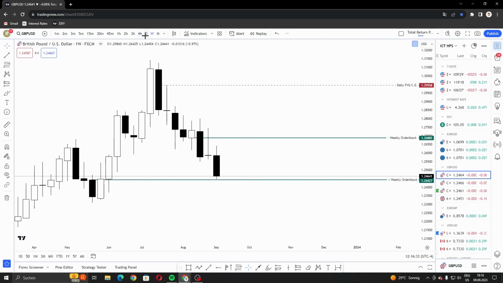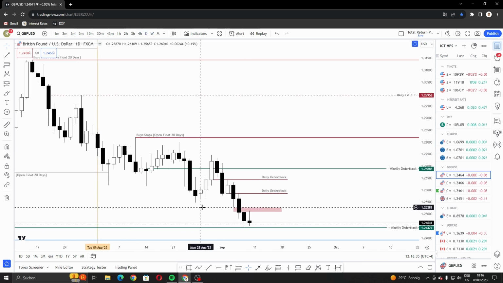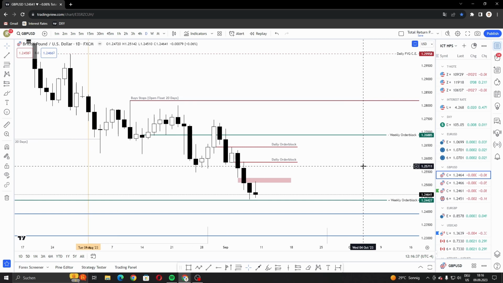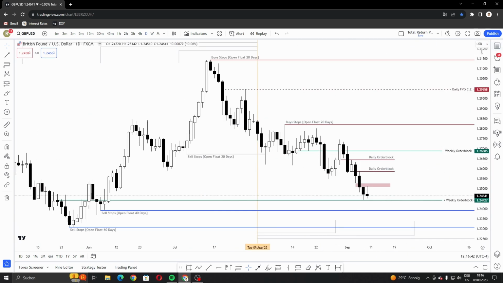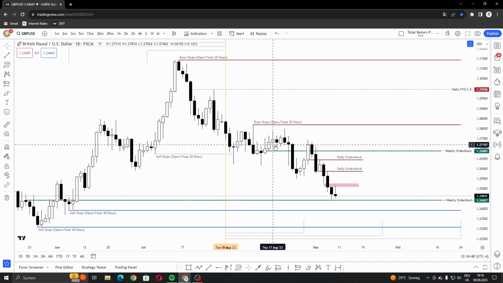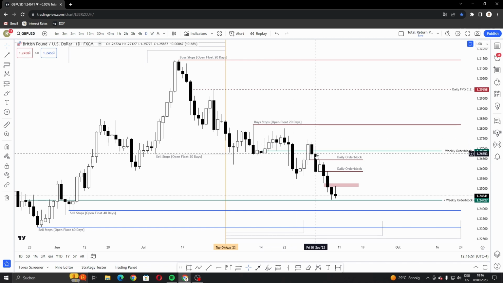And on the daily time frame, we can get more specific. We're seeing bearish institutional order flow the last couple of months, meaning up close candles are getting respected, and we trade through the down close candles.